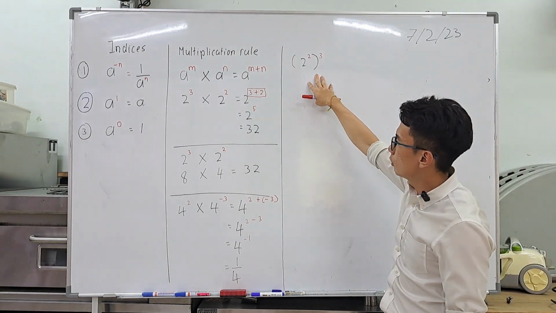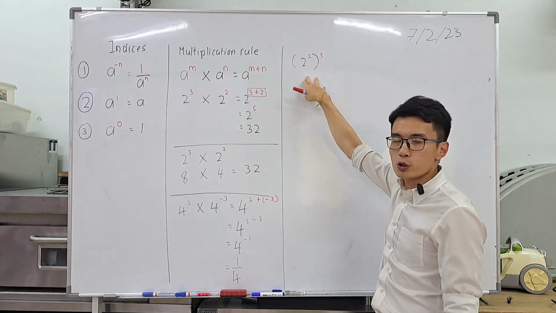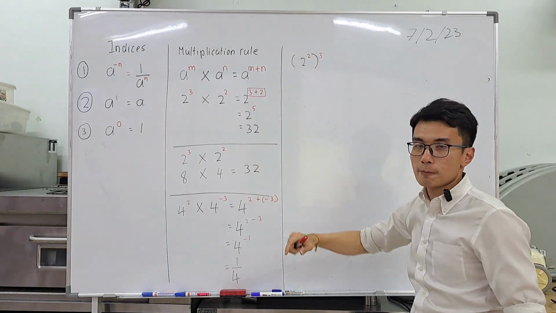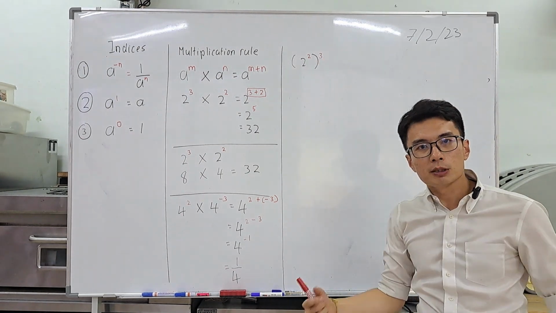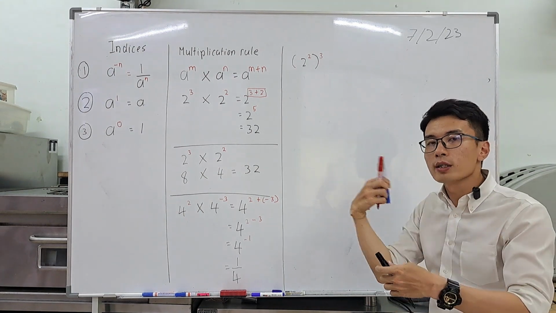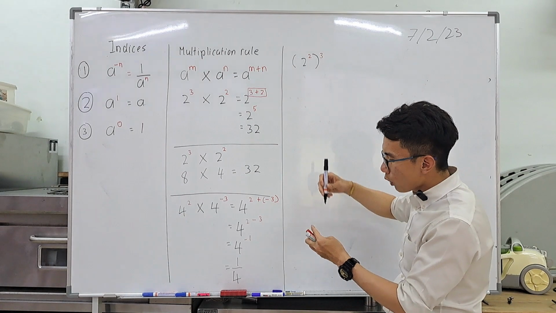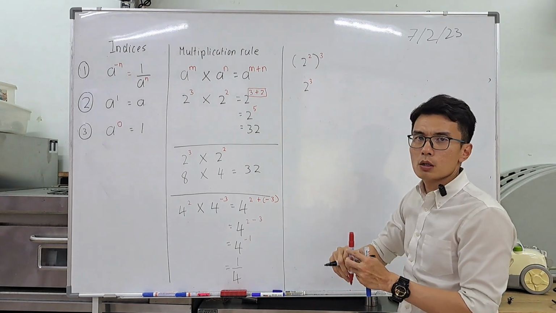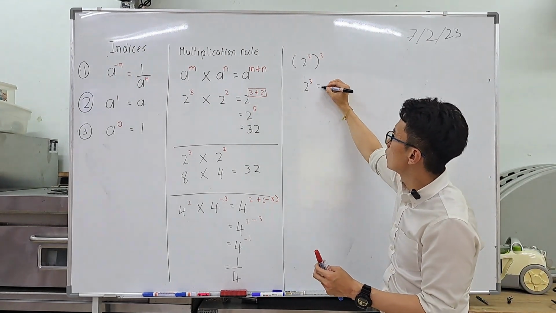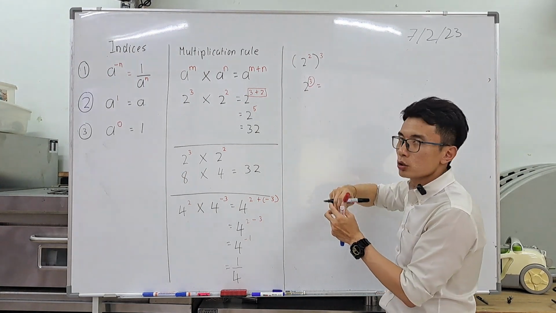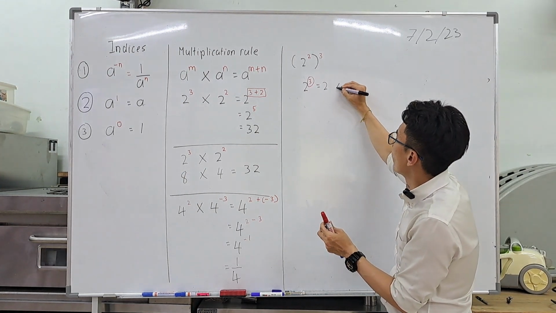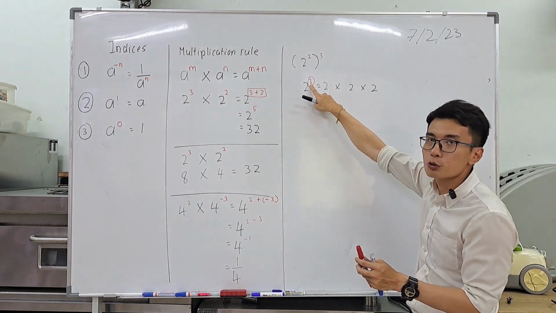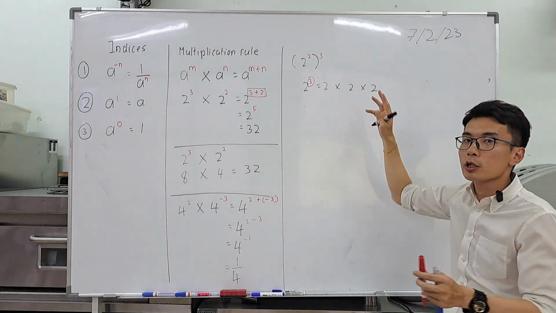Now before I show you the shortcut method, let's try to establish an understanding here. Let me change this into something simpler. Let's just say I have 2 to the power of 3. We understand this as 2 multiply 2 multiply 2, because 2 to the power of 3, 2 cubed, means we multiply 3 times.